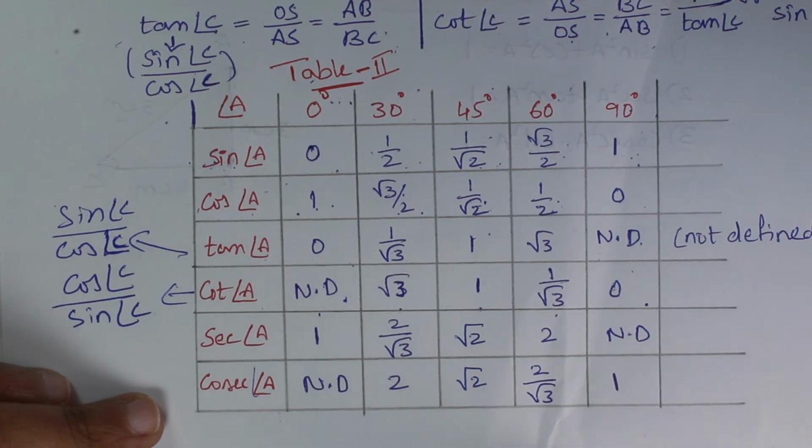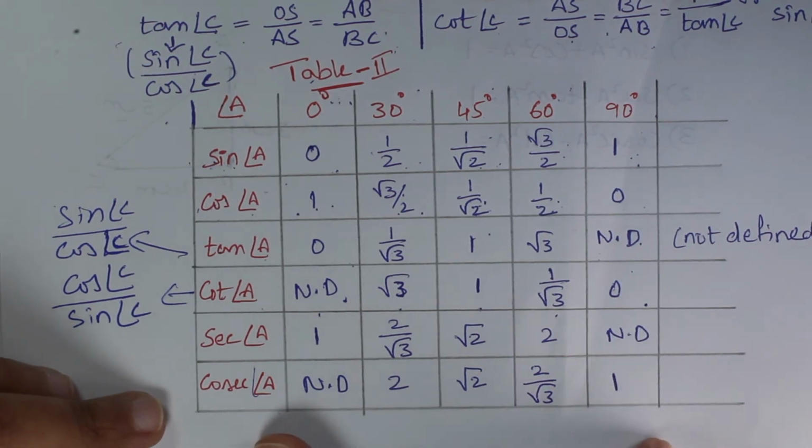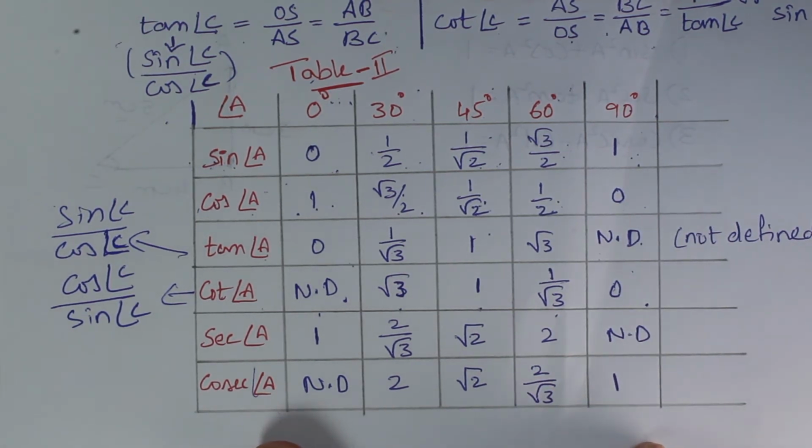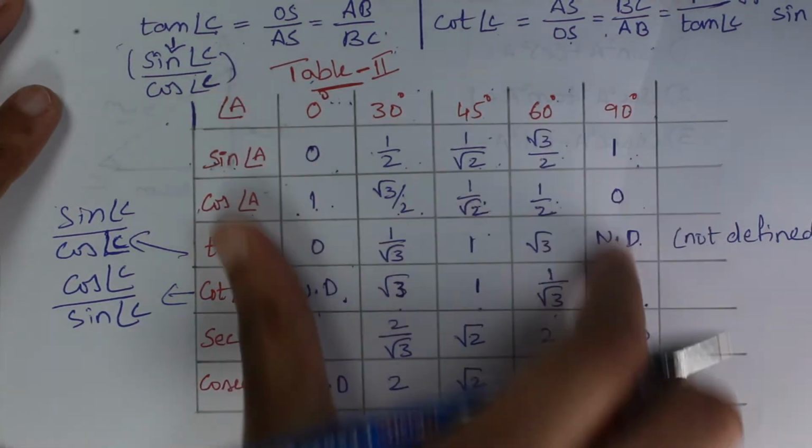Hope you understood this table. This table is also very important. The second exercise problems of this chapter are completely based on this table.